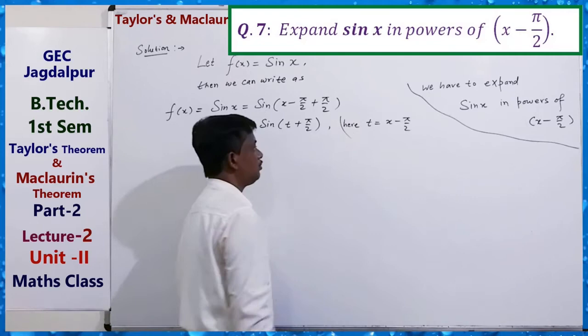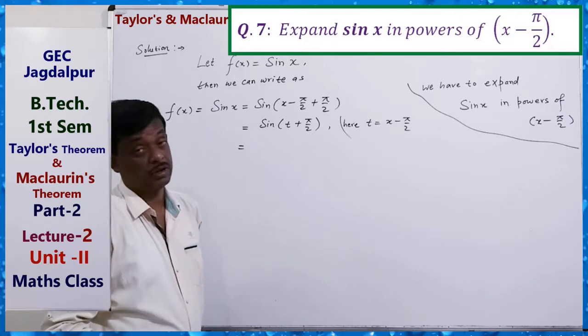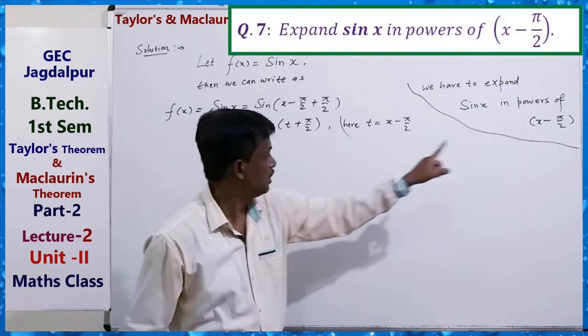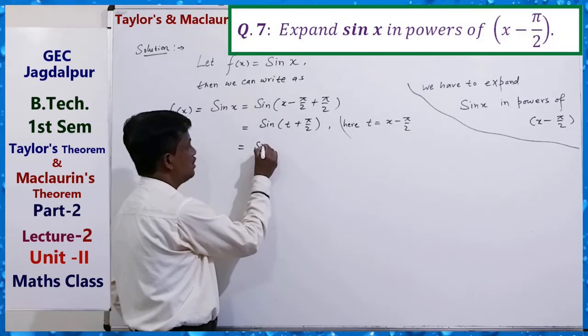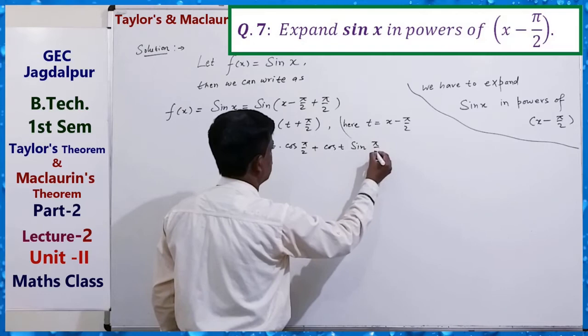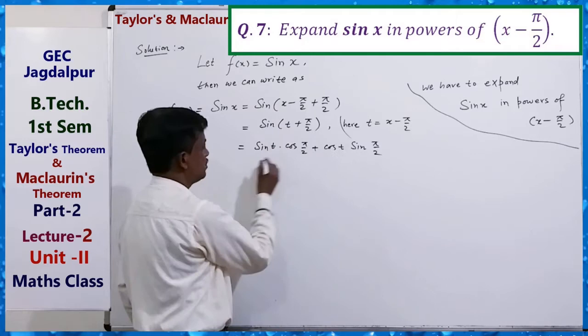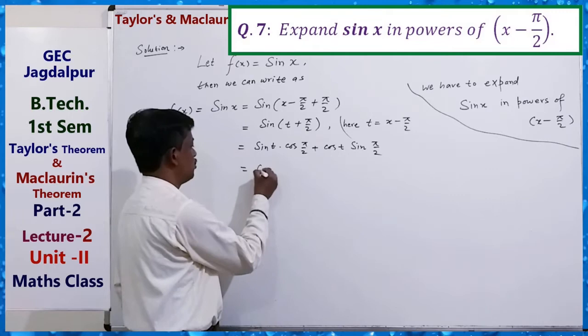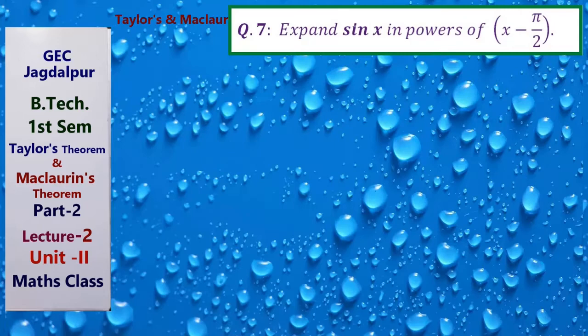Clear? So the sin a plus b formula can be used. Our target is expansion, to expand this function in powers of t. Sin a plus b is sin a cos b plus cos a sin b. Cos 90 equals 0, so this term is 0, and sin 90 is 1. So we get f(x), that is sin x, equals cos t.